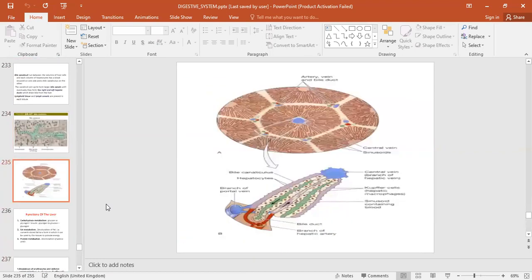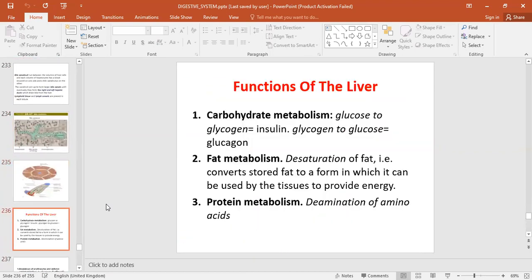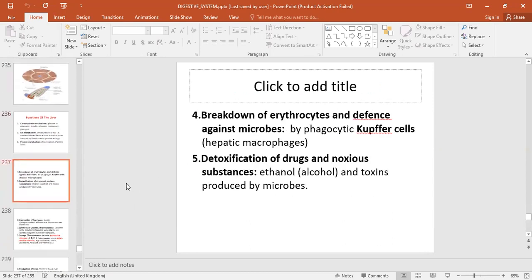So this is still a liver lobule. Function of the liver is quite many. The liver has so many functions. Among them is metabolism of all macromolecules, that is carbohydrate, fat, and proteins. Next is breakdown of old red blood cells. I mentioned Kupffer cells, those that are found in sinusoids. They help to remove all the old red blood cells.